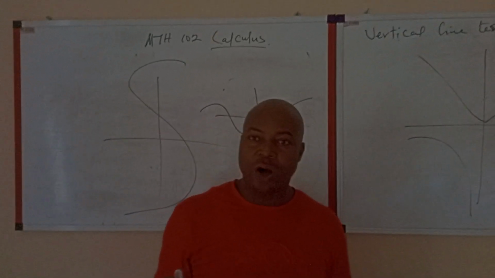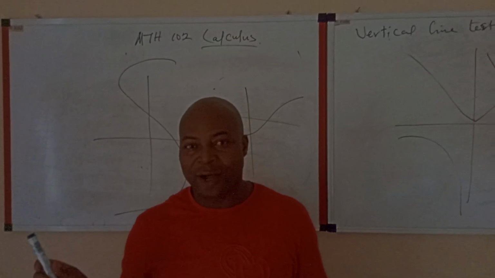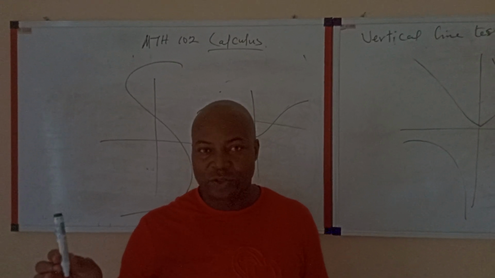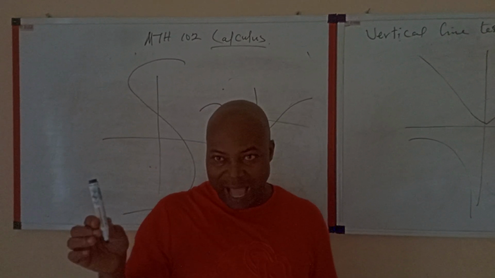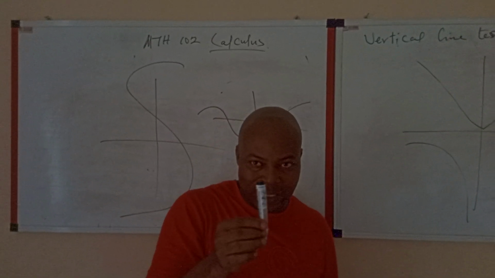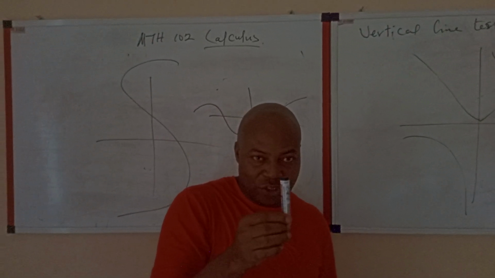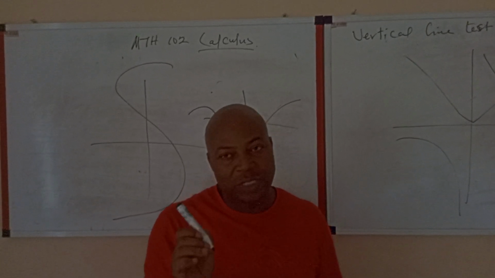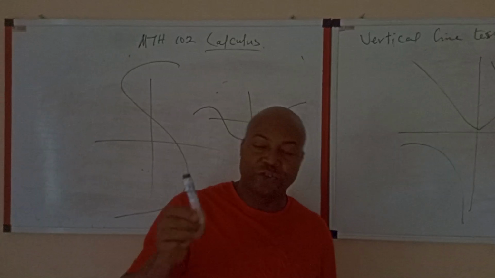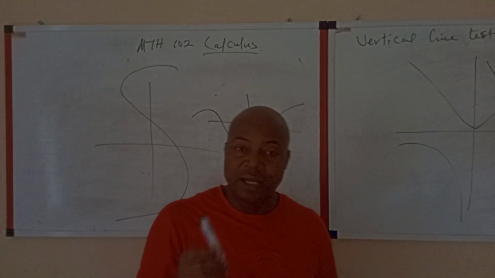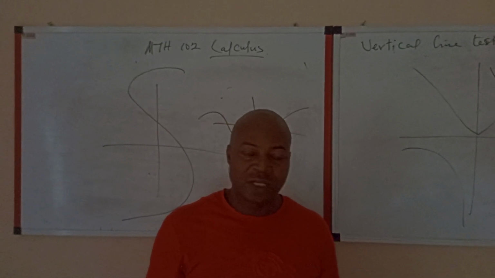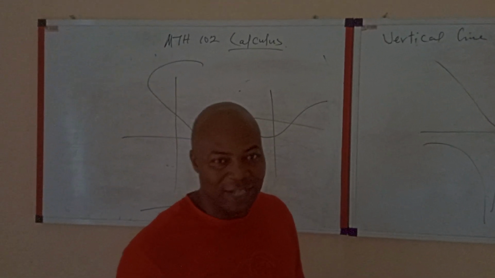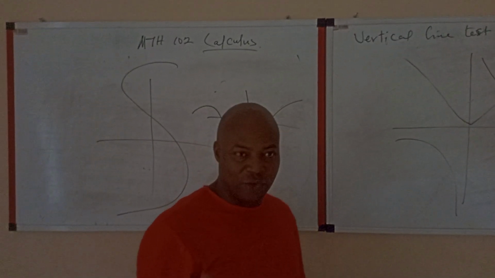All you will do is allow a stick, a vertical line, to pass through that graph, and see whether it touches the graph in one place only. If it touches the graph in one place only, know that the thing is a function. But if it touches it in 2 places or more than 2 places, know that the thing is not a function.